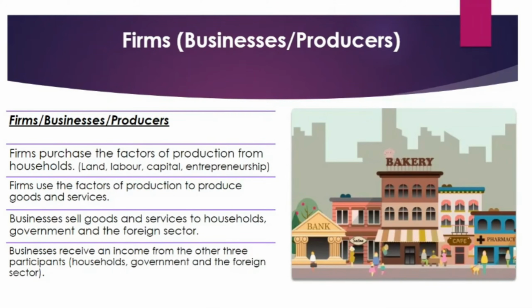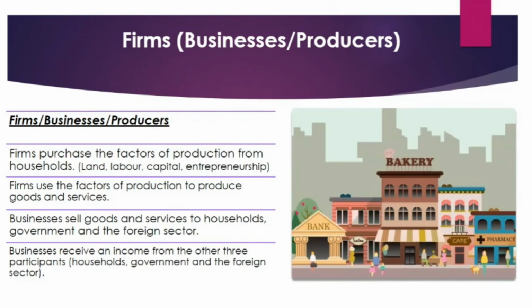And then some of the products that we use in South Africa, we bought from China. So we are able to buy clothing items and cell phones and sneakers and all those things from other countries as well. So the benefit of having an open economy is that you can buy and sell to other countries as well. So businesses receive an income from the other three participants. We have households, we have the government, and we have the foreign sector.